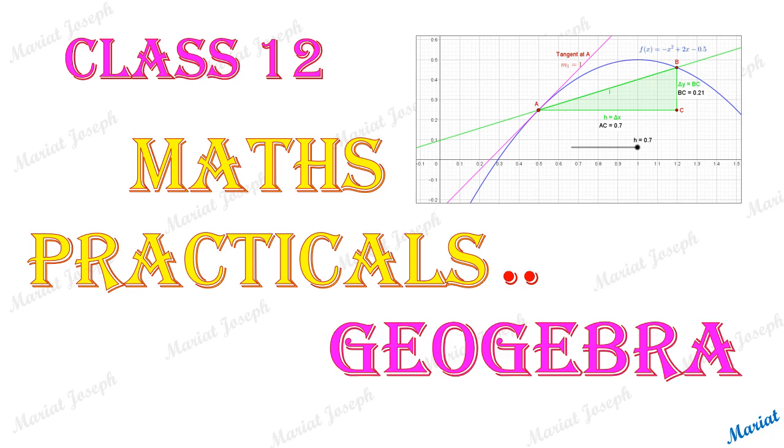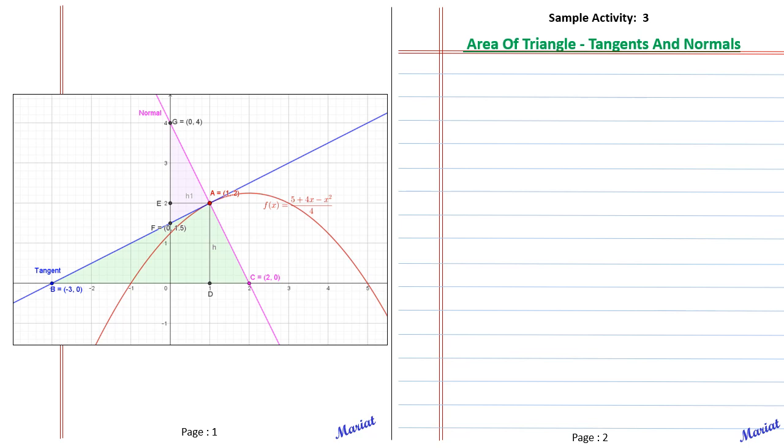We'll see now the next activity, in which we're going to find the area of the triangle formed by tangents and normals of a curve at a specific point. Let's see what we do.